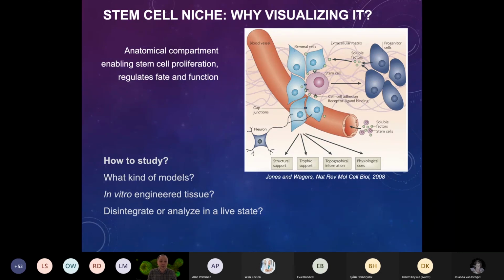parameters, also oxygen. And the problem arises when you ask yourself how you can study the stem cell niche, no matter if you're approaching it from in vivo models or using gastruloids or organoids, and what kind of models you can employ. Can you really engineer the stem cell niche? And do you always have to disintegrate it to analyze it, or can you still analyze it in a live state?